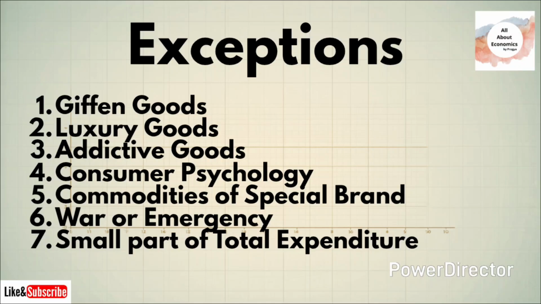And the last one is small part of total expenditure. So these are some basic goods which are so cheap and such a low part of our total expenditure that we don't bother even if the price doubles. So for example, you can take a toffee or you can take a postcard, right? If the postcard stamp is of rupees 2 or rupees 5, even if it increases to 7 or 8, it is such a small amount that the demand doesn't change. So for a small part of total expenditure also, the law of demand doesn't apply.